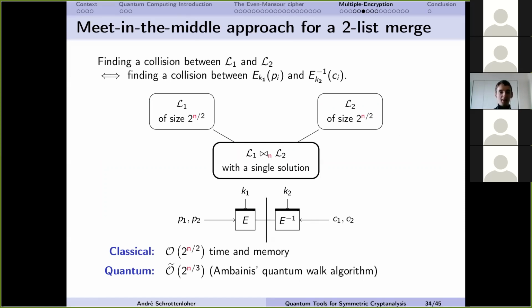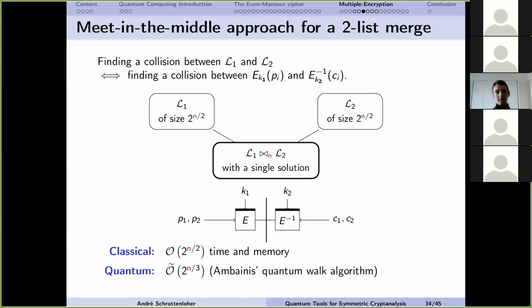Classically, both of these, the K-list 2-list variant and the 2 encryption variant, have time and memory 2 to the n over 2. And quantumly, there is an algorithm to solve that, also for both variants, that runs in time 2 to the n over 3. That is Bernstein's quantum work.